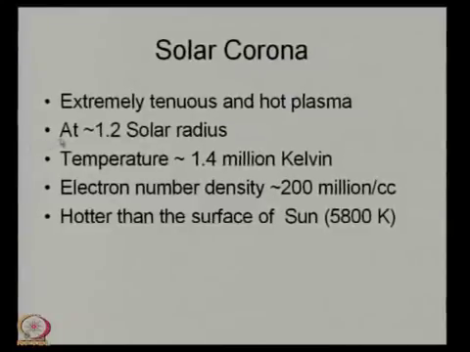The temperature at around 1.2 solar radius, these are rough values, is around 1.4 million Kelvin. Okay. And the electron number density is around 200 million particles per cc. Okay. And it is mainly electrons and protons, some amount of helium ions also, but mainly hydrogen ions. Okay. So, the sun is surrounded by this very hot, very low density plasma, which surprisingly is much hotter than the sun.